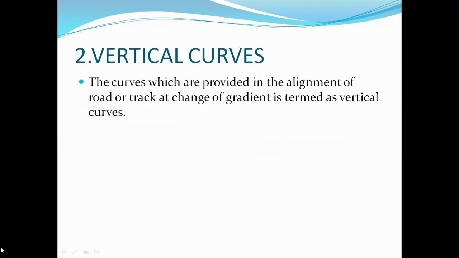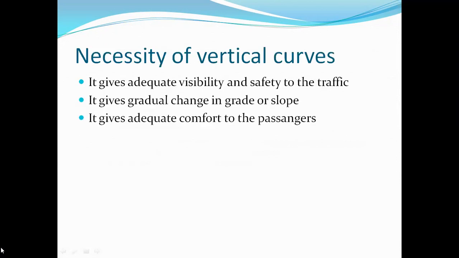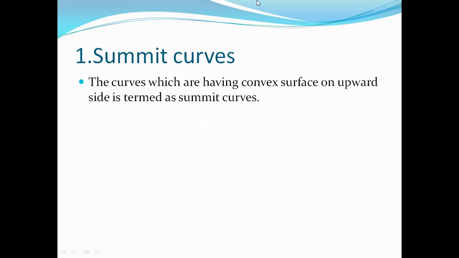Then we had discussed the second type of curve, that is the vertical curve. The curves which are provided in the alignment of road or track at change of gradient are called vertical curves. Then we had discussed the necessity of vertical curve. After that we had discussed the types of vertical curves. There are two types of vertical curves. First is the summit curve and second is the valley curve.